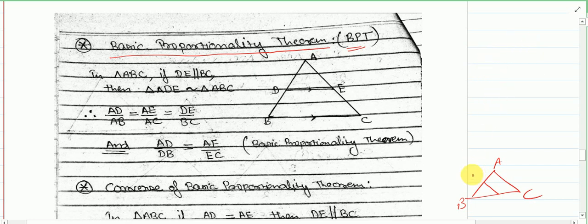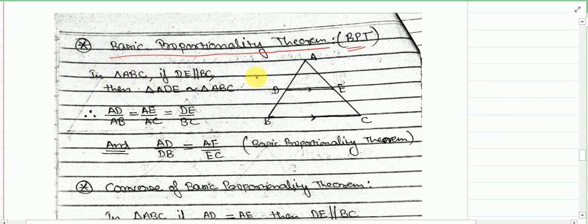Now see this one. In this case, this DE is parallel to AC. So here we will get BE upon EA is equal to BD upon DC. That means BE upon EA is equal to BD upon DC. Clear? So this is all about the basic proportionality theorem.